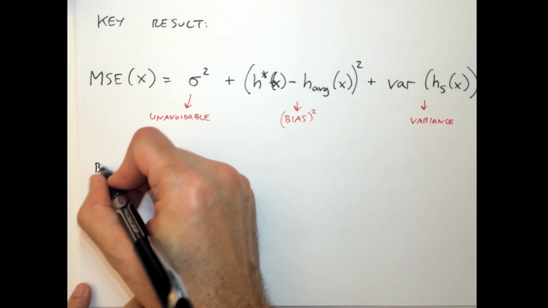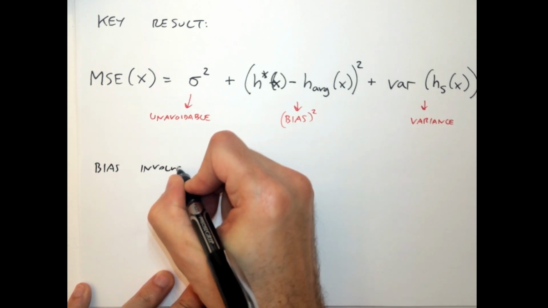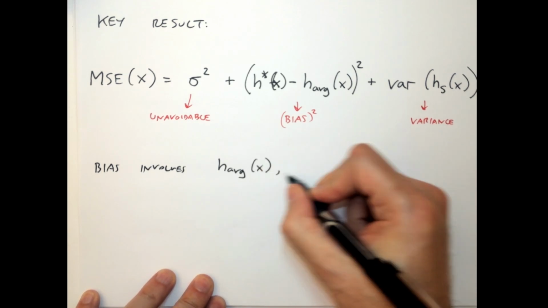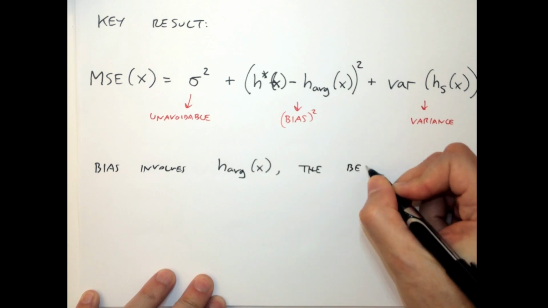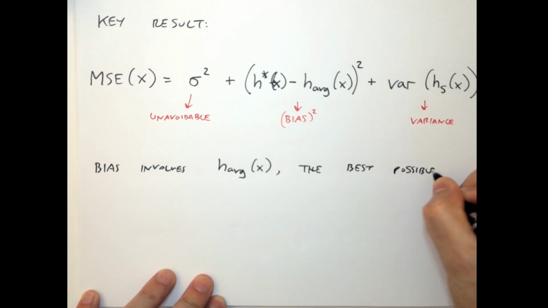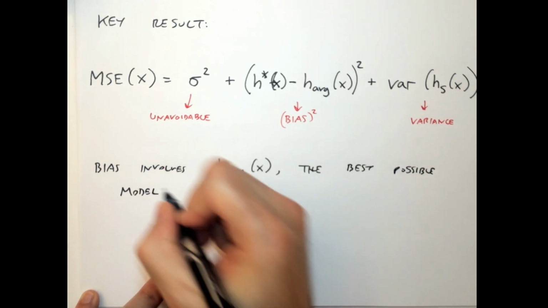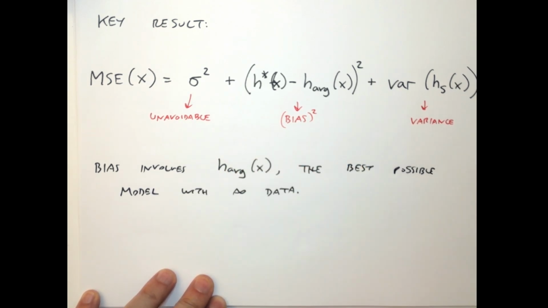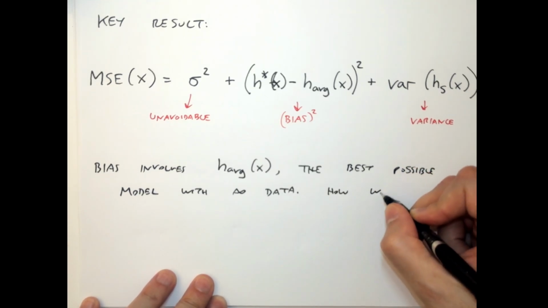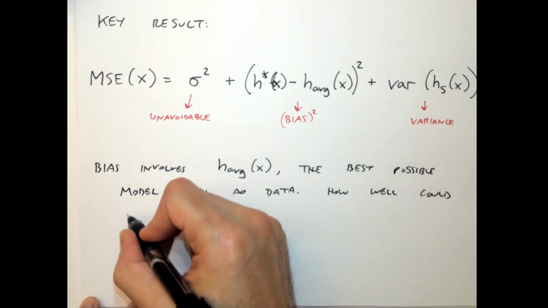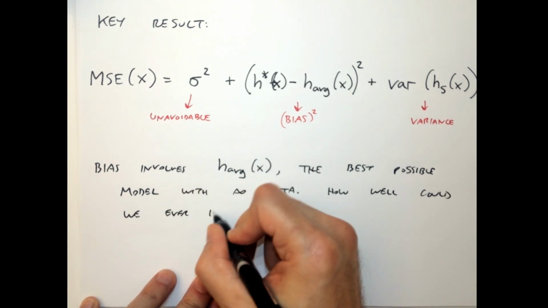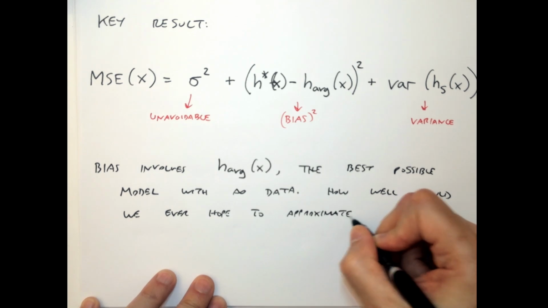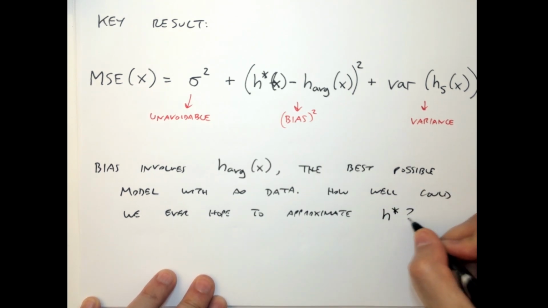So the bias involves what's called h average of X, which is the best possible model with infinite data. It tells us how well we could ever hope to approximate the ideal model.